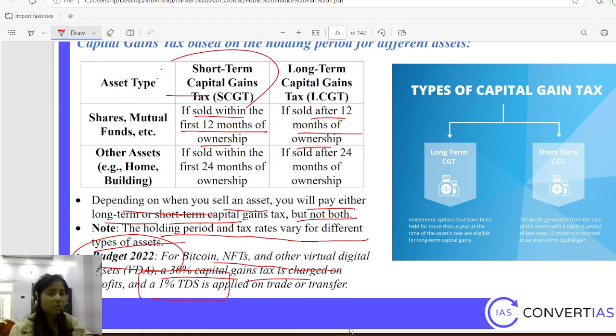Okay. So Bitcoin, NFT, virtual digital assets, they are kind of risky investments, so the government does not promote them. That's why they are saying if you are earning 100 rupees out of these things, then give 30 rupees to me. So they are charging 30% capital gain tax. It is another method to control the use of those items in the Indian economy.